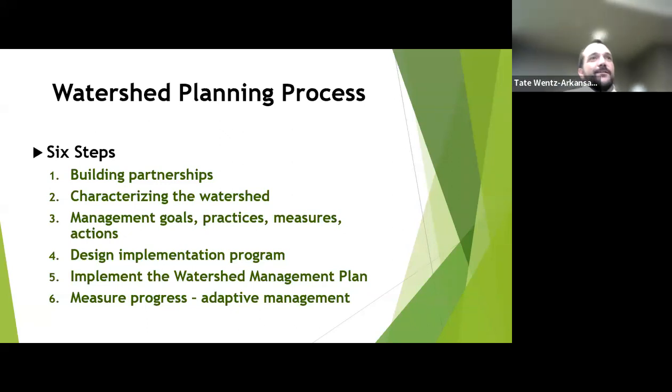Then it comes to the implementation. This is where the rubber meets the road. We've talked about what the goals are, how we're going to measure success, what those practices are, who those partners involved are. Now we go out and implement. And so we're coming up to almost 7 years now since the last watershed management plan. Doing quick math, sorry. I'm a biologist, not an engineer.